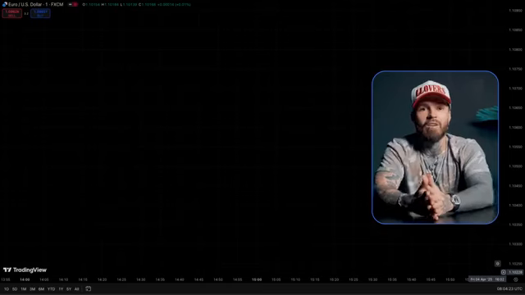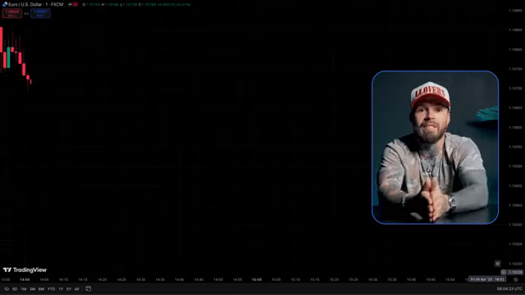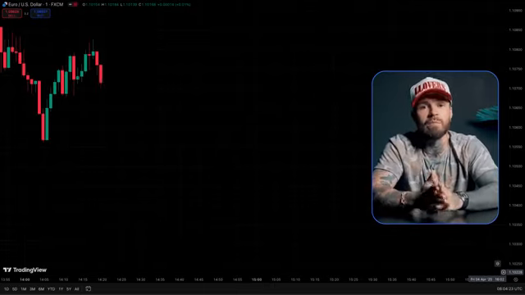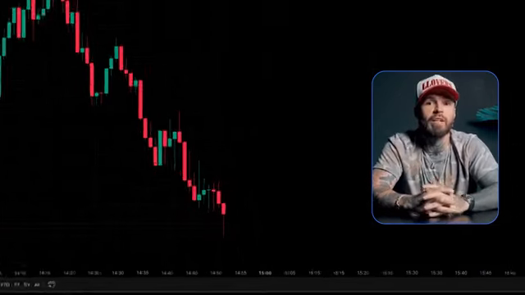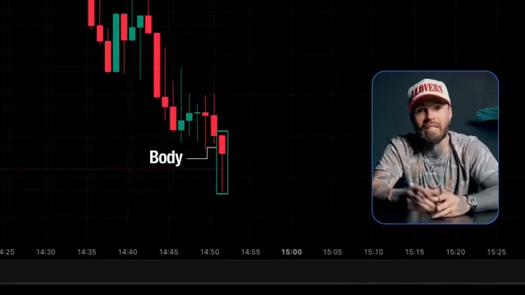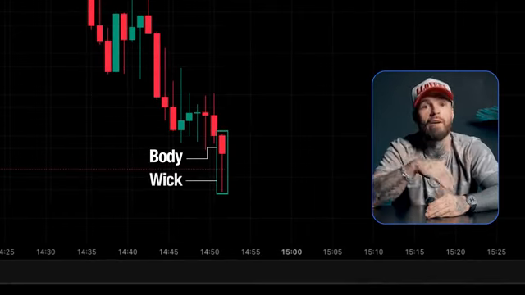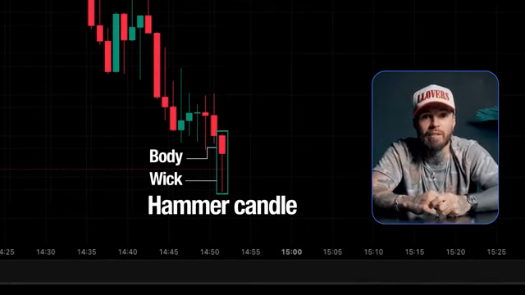The hammer candle. Buyers are fighting back. Now, let's flip the scenario. Imagine the market's been tanking, red candles everywhere. Everyone's panicking, selling everything like the world is ending. But then, boom, a new candle forms. It looks like a hammer, tiny little body, huge wick on the bottom. This is called a hammer candle, and it's the opposite of a shooting star.